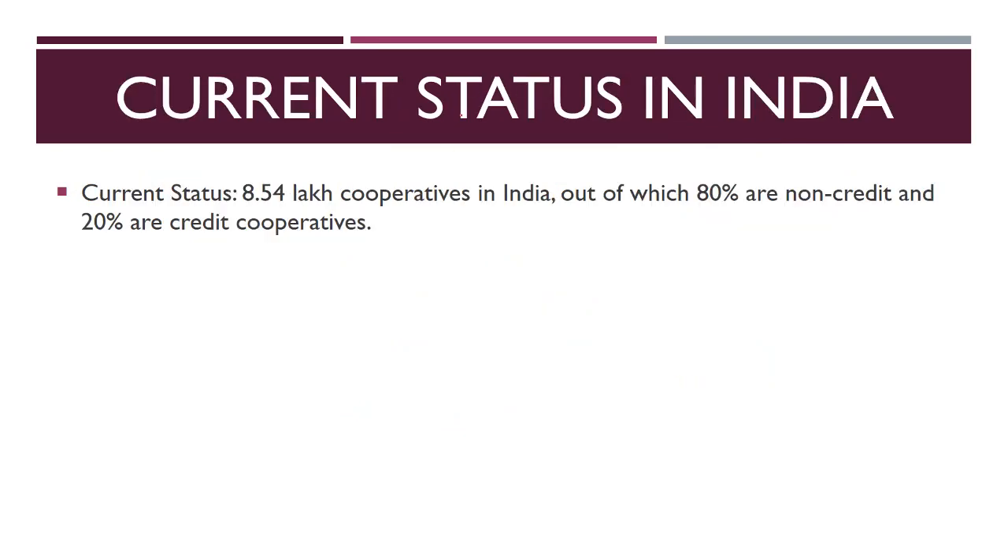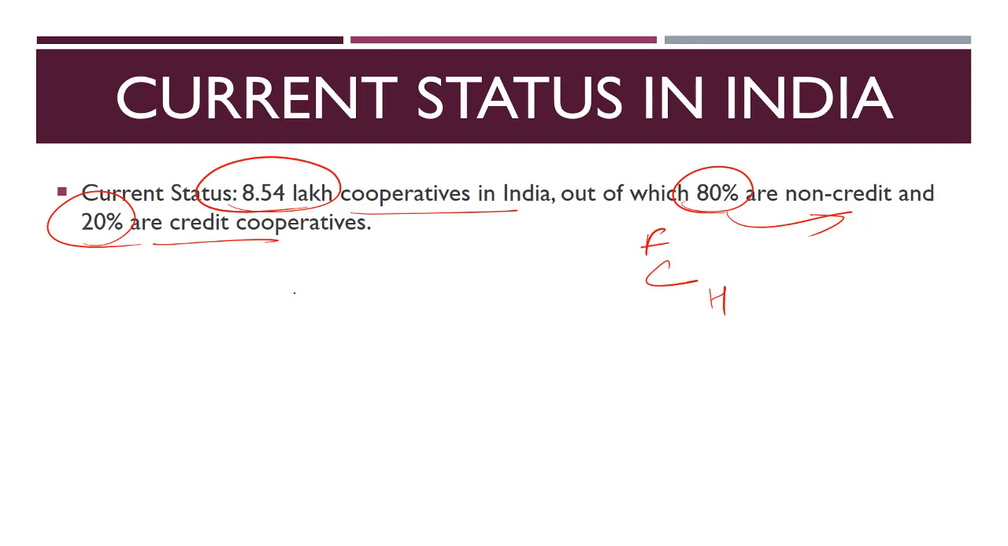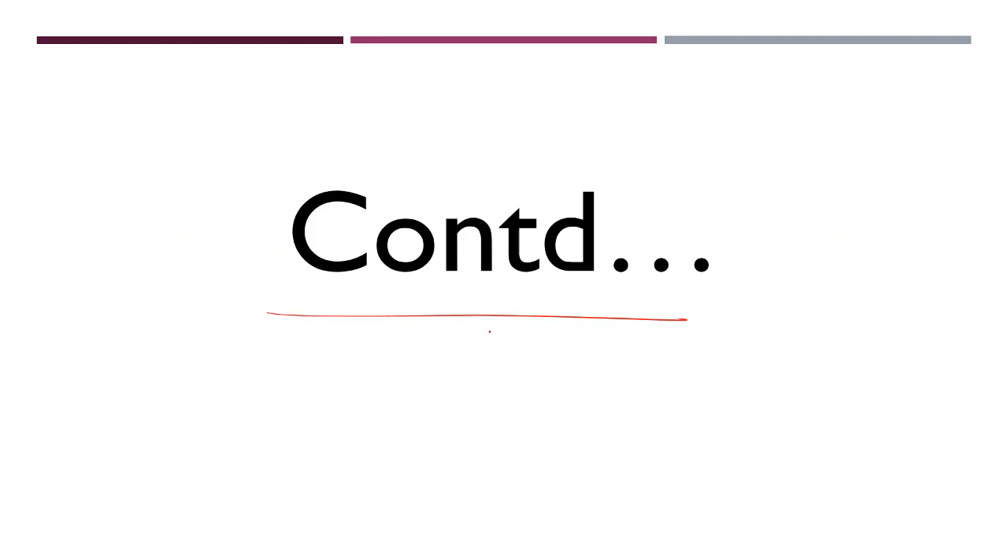Apart from that, another important data which you can use is that there are 8.54 lakh cooperatives operating in India as of now, out of which 80% are non-credit, just like farmers, consumers, and cooperative housing societies, and 20% are credit. So if we talk about the data, cooperatives are present in almost 98% of the villages in the country. And they have 29 crore members. So this is the basic starting, that is the first part.